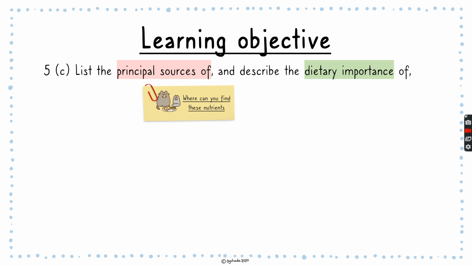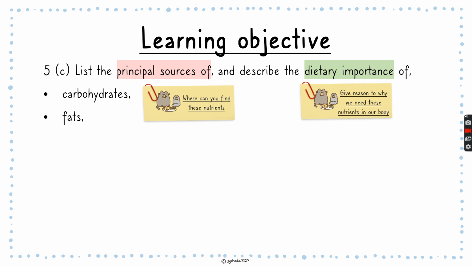What do we mean by principal sources? Sources means where you can actually find these nutrients. Principal means that the major component is actually the nutrient that you're trying to look for. And dietary importance is to give reasons why we actually need these nutrients in our body.